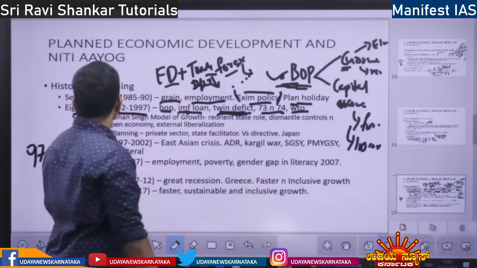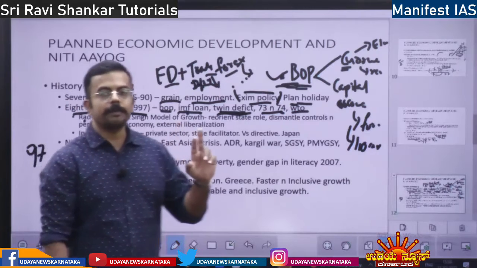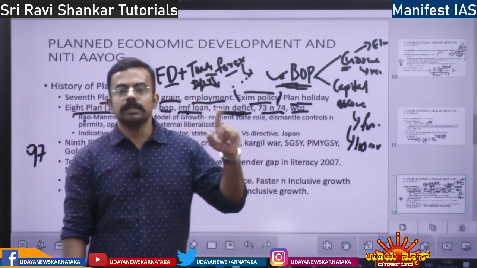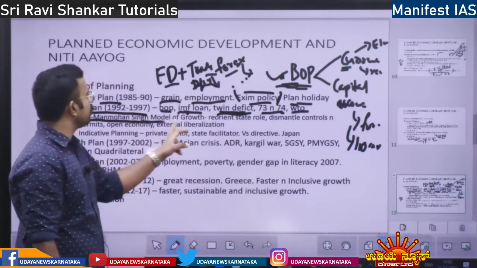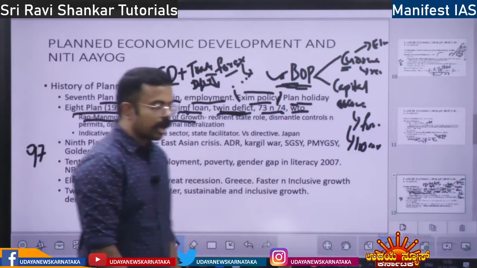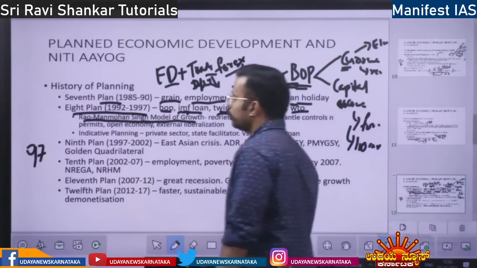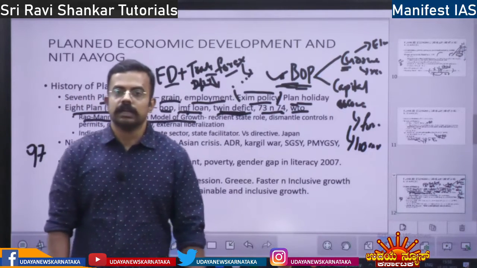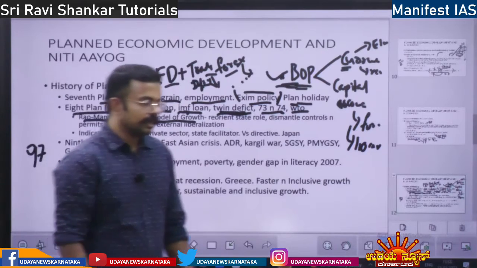So what is this 8th plan? Just like in the second plan we discussed the Jawaharlal Nehru Mahalanobis model, in this 8th plan we have the Rao Manmohan Singh model of growth. Who is Rao? PV Narasimha Rao, who is the Prime Minister, and Manmohan Singh is the Finance Minister, right?